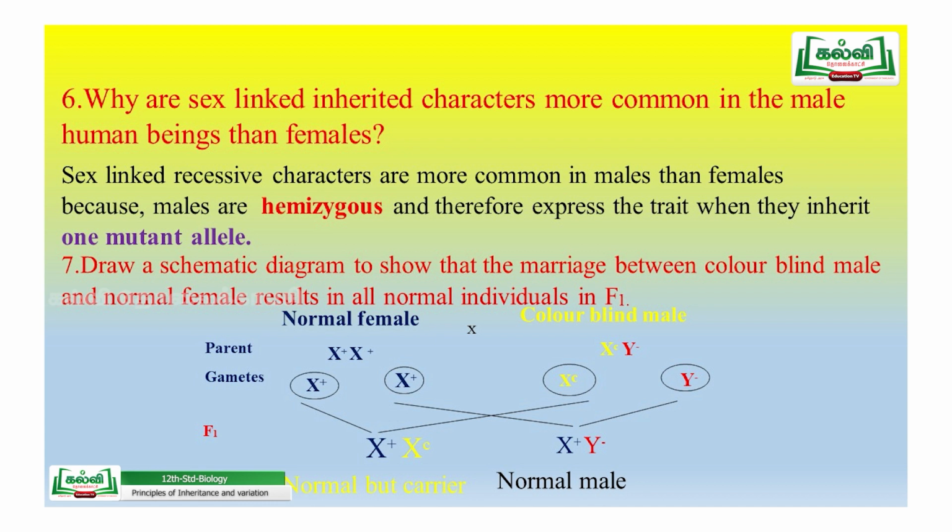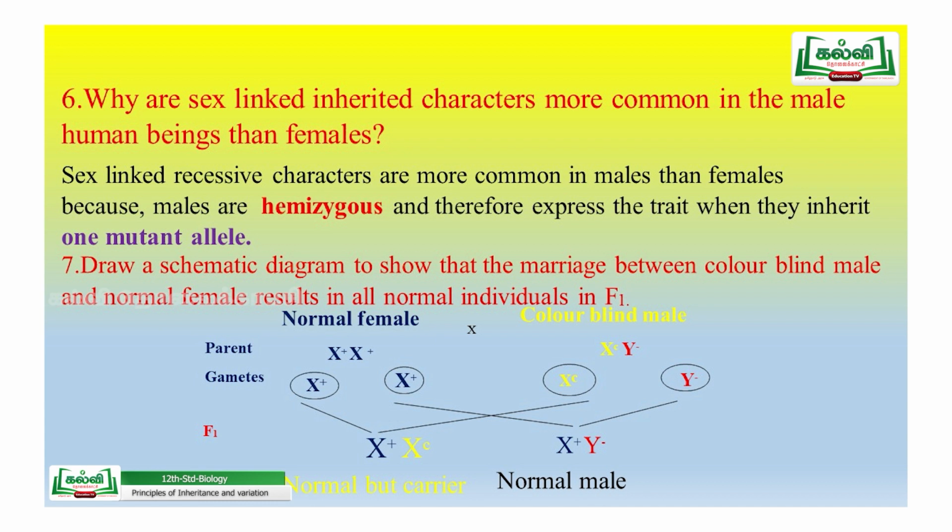If you take the cross between the normal female and the colorblind male, you will get a daughter who is normal but a carrier, and a male with a normal chromosome if he gets the X chromosome from the mother.